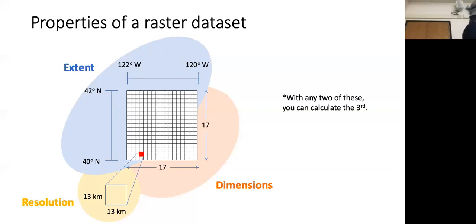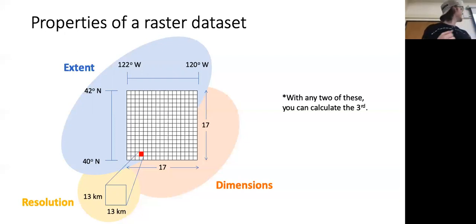And the nice thing about these three components is that you can calculate the third component if you have two of them. So if you know the extent and the dimensions of your data set, you can calculate the resolution basically by dividing the extent by the dimensions. I don't know how else to explain it. I feel like that makes sense. Does that make sense? Okay.